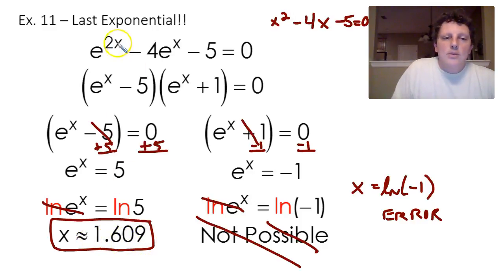You can plug that into the x in the exponent and in the original equation and check it out. You'll get something really close to 0 if you don't get 0. Because we're rounding this, it may not be exactly 0.